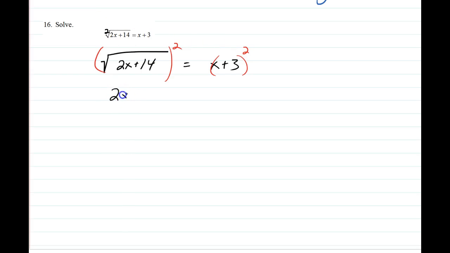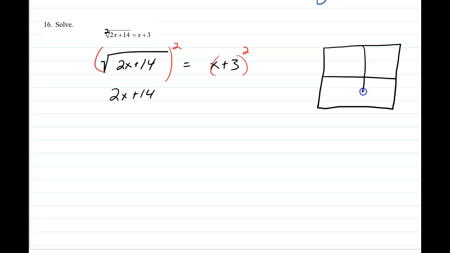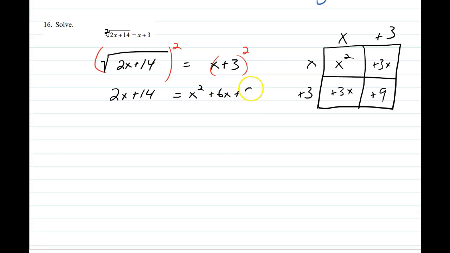So now I get 2x plus 14 because the square canceled out the square root. And then I have to do x plus 3 squared. And so this is really x plus 3 times x plus 3. And so if you can't do that in your head, you do need to draw the box. X plus 3, x plus 3. So x squared plus 3x plus 3x plus 9. And so this becomes x squared plus 6x plus 9.